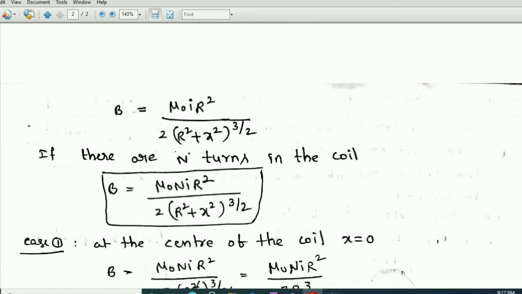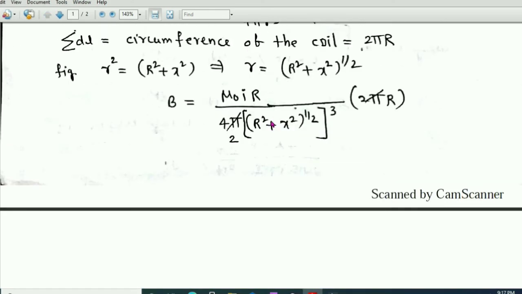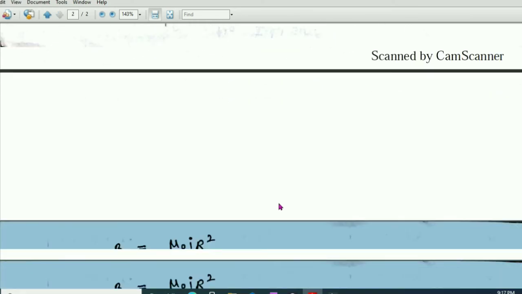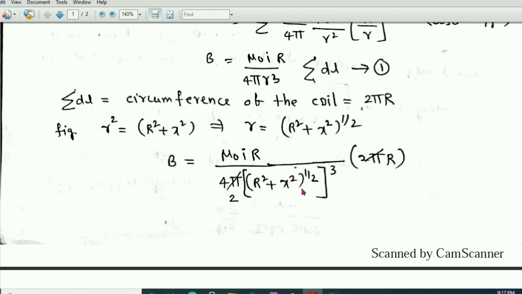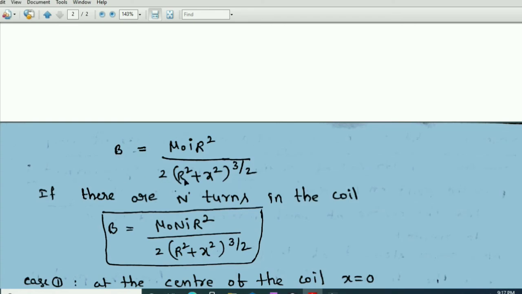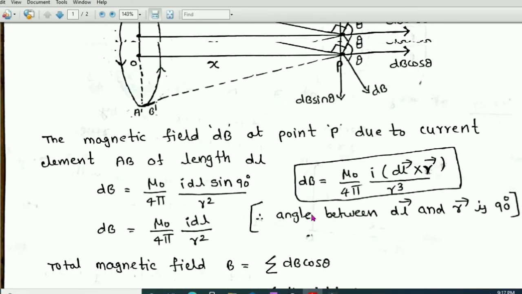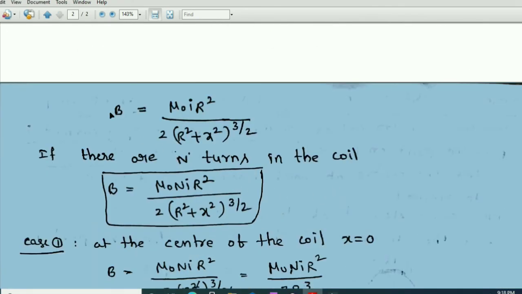The final expression is B is equal to mu naught I R square, that is capital R into R, that is R square, by 2 into (R square plus x square) whole power 3 by 2. This is the total magnetic field at point P. The total magnetic field at point P due to the entire circular coil is B, given by B is equal to mu naught I R square by 2 into (R square plus x square) whole power 3 by 2.